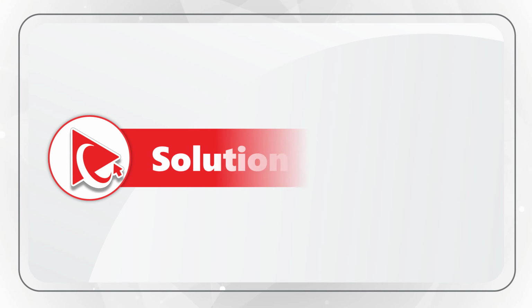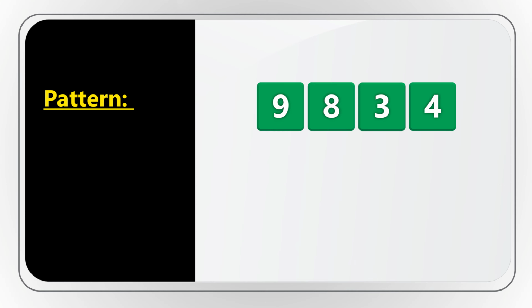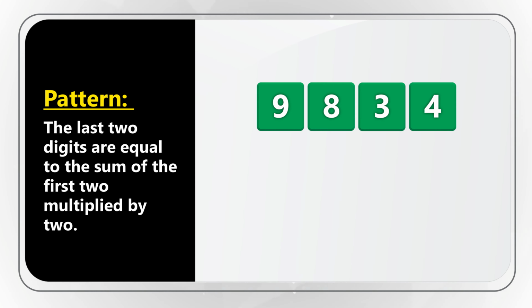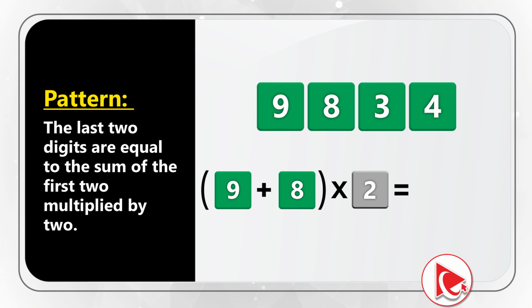You're probably tired of hearing this on this channel, but to solve these types of challenges, you need to detect the pattern. And the pattern here is that the last 2 digits are equal to the sum of the first 2 digits multiplied by 2. Let's look at the example. The first row contains numbers 9, 8, 3, 4. And the expression here is that 9 plus 8 in parentheses multiplied by 2 equals 34.